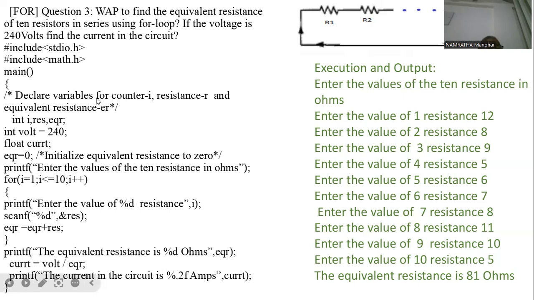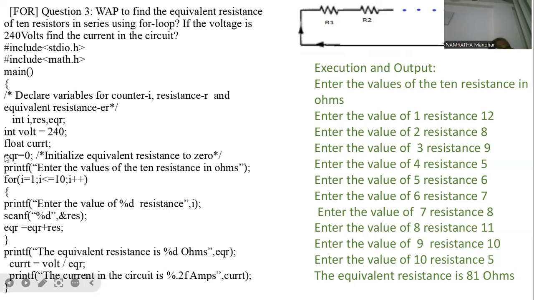So we declare the variables for the counter i, resistance R, and equivalent resistance. Int i, resistance, EQR, right? Int voltage is 240, they've already given you here. Float current. Since voltage divided by the resistance may give you a decimal value, that's why I'm declaring it as a float value, right? EQR means equivalent resistance.